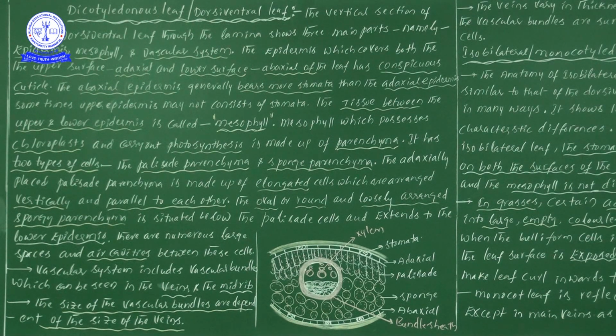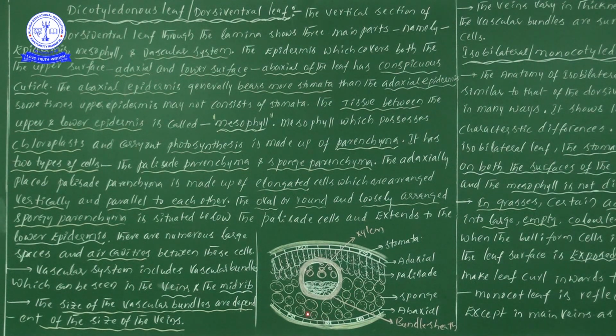Now let us discuss the differentiation. Palisade cells are vertically arranged, parallel to each other, without any intercellular spaces. In the sponge parenchyma, the cells are oval or round in shape, and between the cells one more important point: we find a gap.